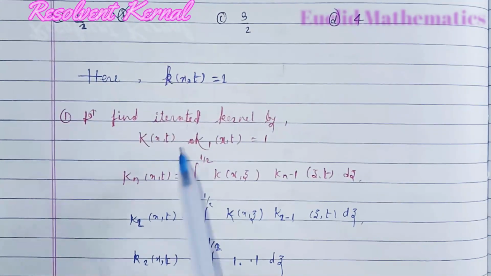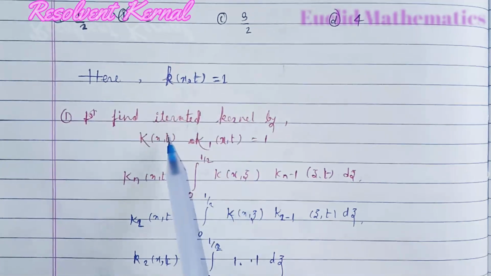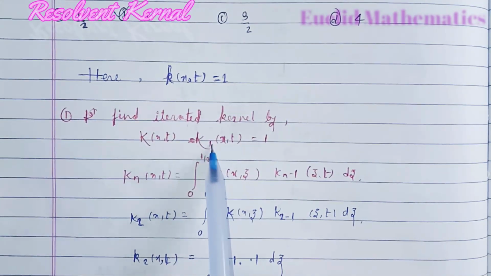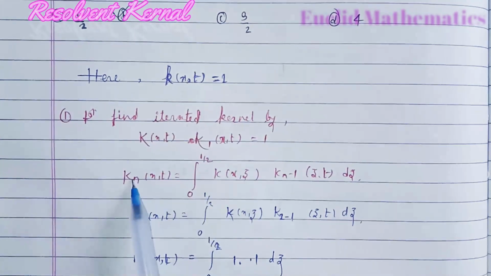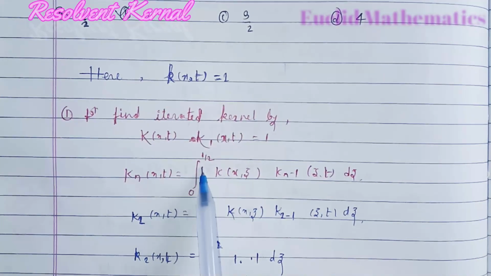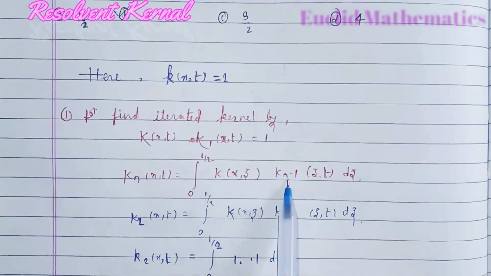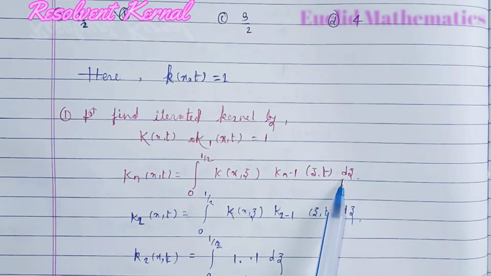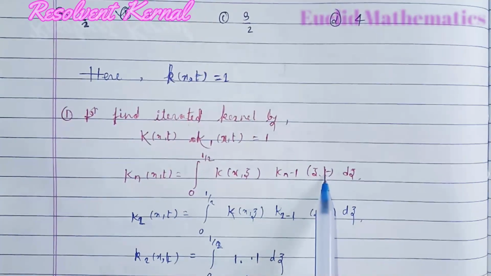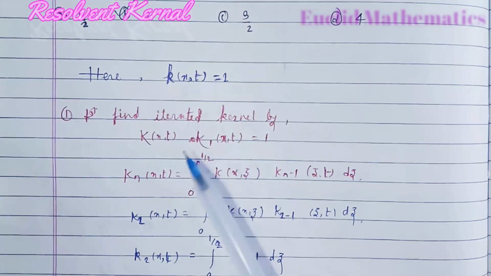Now let's find K(x,t). K(x,t) is given as 1. That means K(x,t) is K1(x,t). This is the first form we have to remember here: K(x,t) is equal to K1(x,t), which is 1. And Kn(x,t) is the integral over 0 to 1/2, as given in the example, of K(x,z) Kn-1(z,t) dz. We can see that K(x,z) and Kn-1(z,t) are the two new terms, so we have to build them using K(x,t).